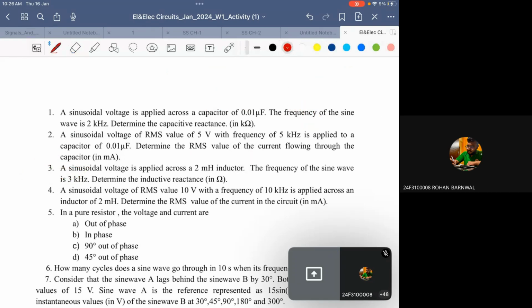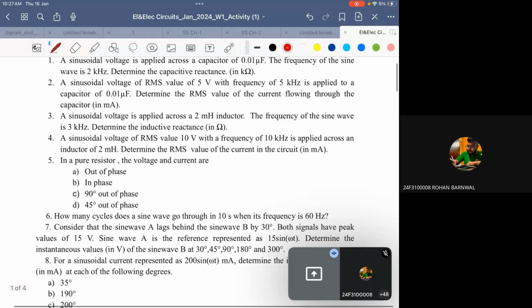Okay, now the third question. The third is also pretty simple. A sinusoidal voltage is applied to a 2 microhenry inductor, and the frequency of the sine wave is 3 kilohertz. Determine the inductive reactance. Okay, the same thing, right? But here also you'll have two things: you can have a reactance and you can have an impedance, right? The impedance is basically J times XL, and XL is your reactance, right? What's the formula for reactance? It's pretty simple, right? Omega L. L has been given already.